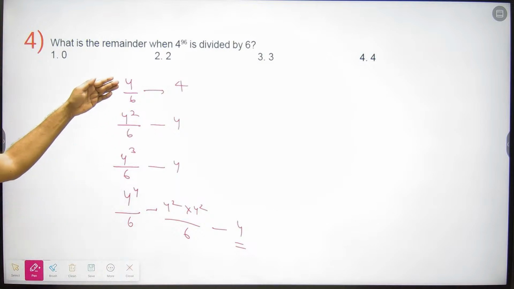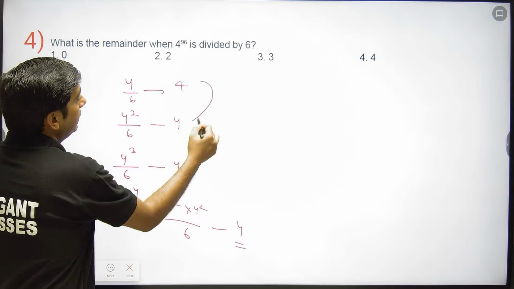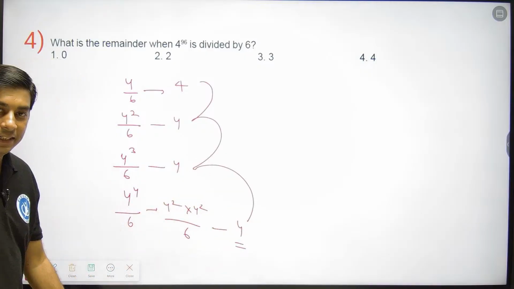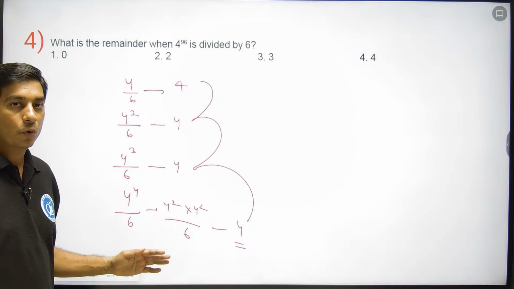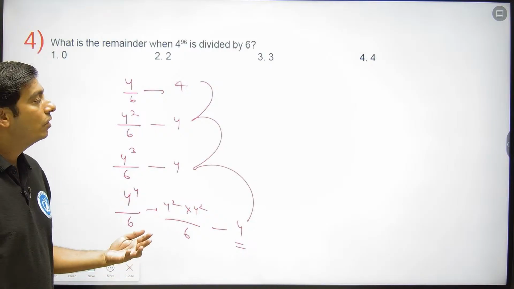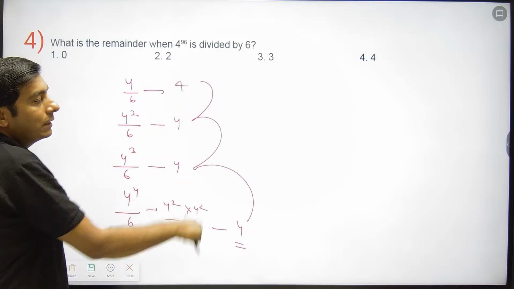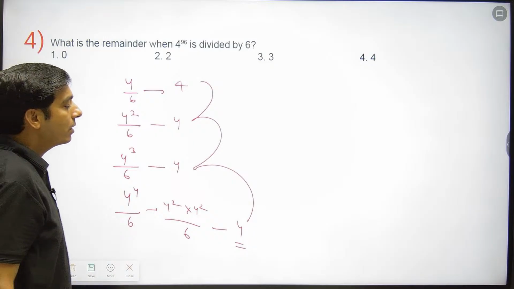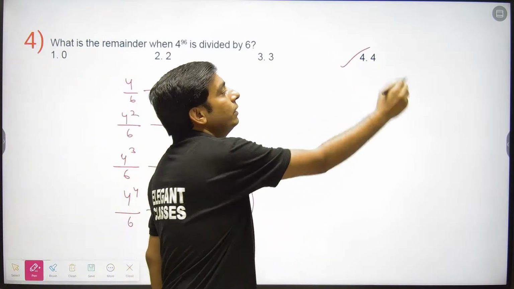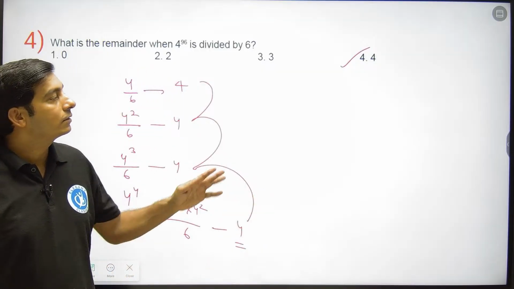So if we do just this method, we realize that in each case we are getting the remainder as 4 only. So if we do it for other powers as well, if we do it for the 96 power, we will get the remainder as 4. So the correct option will be the fourth option.